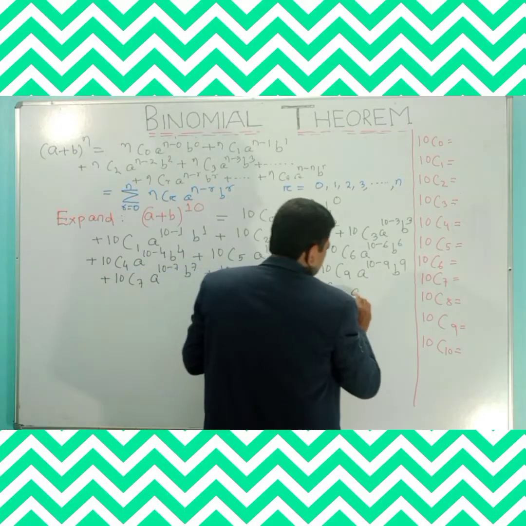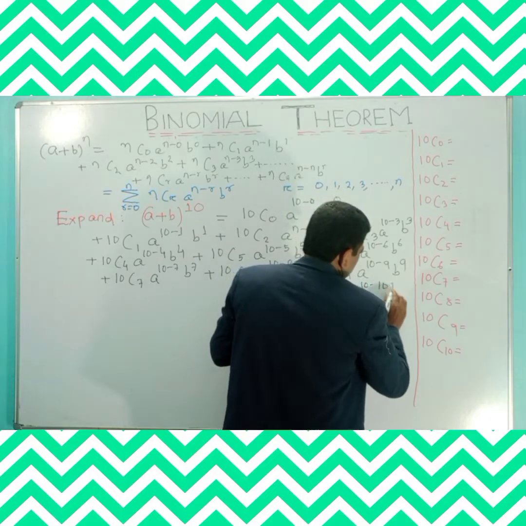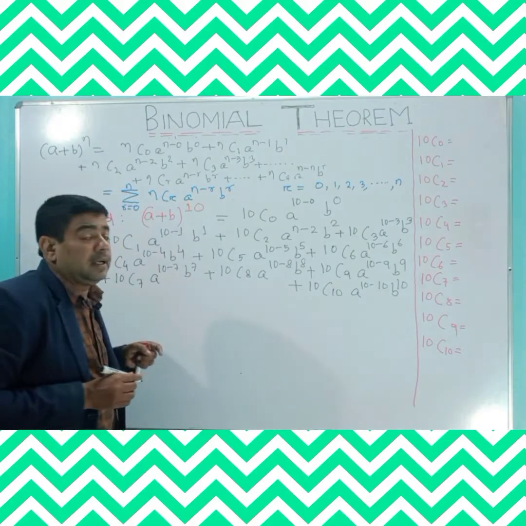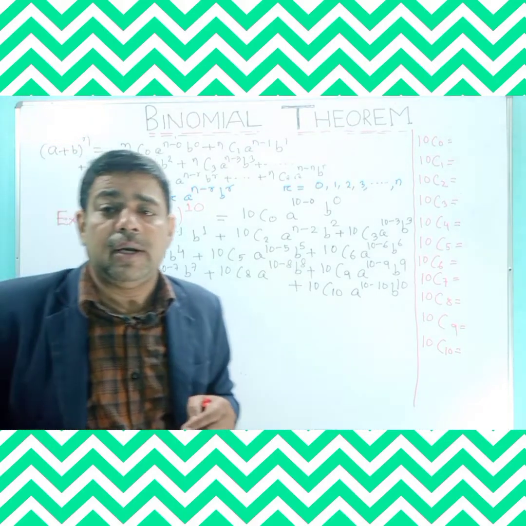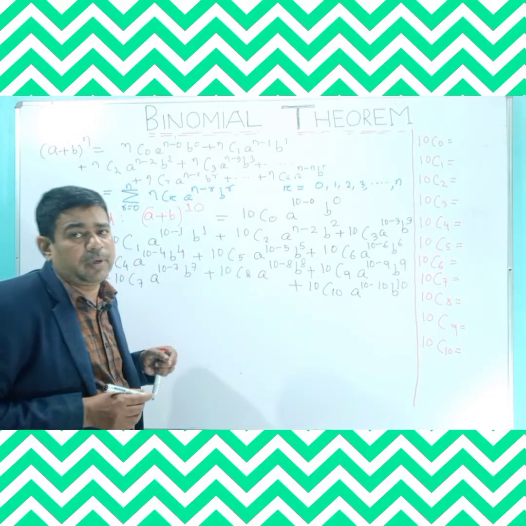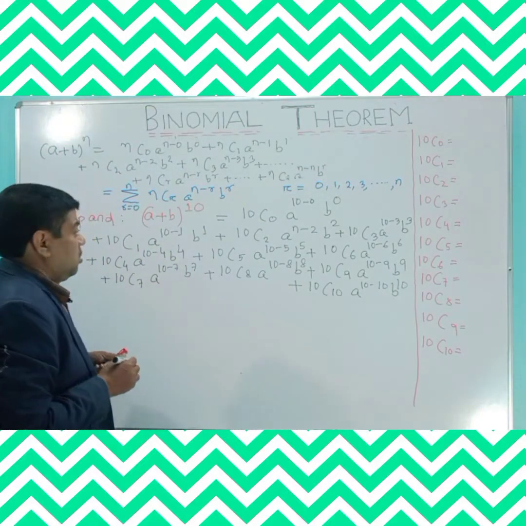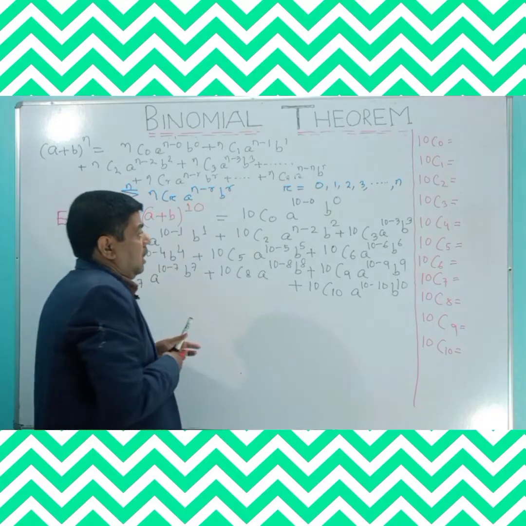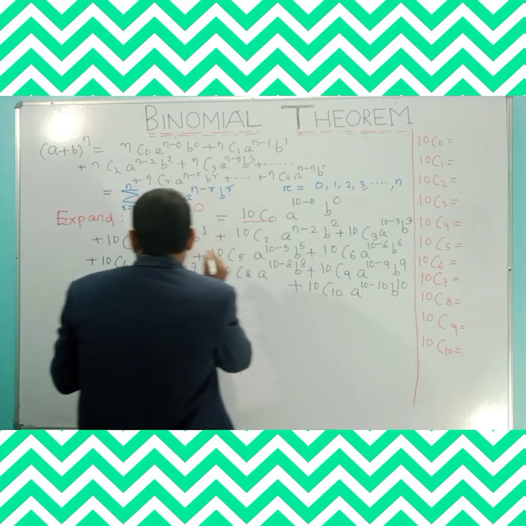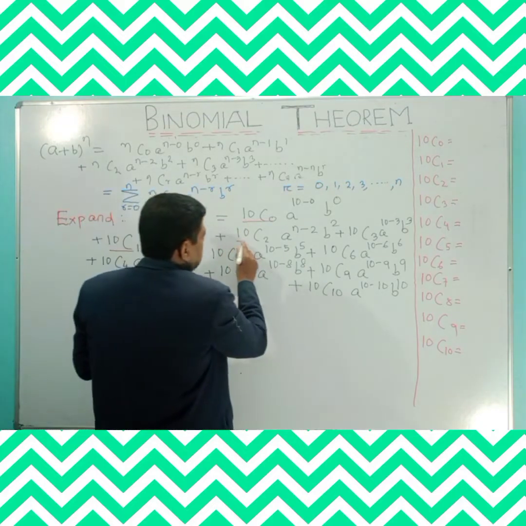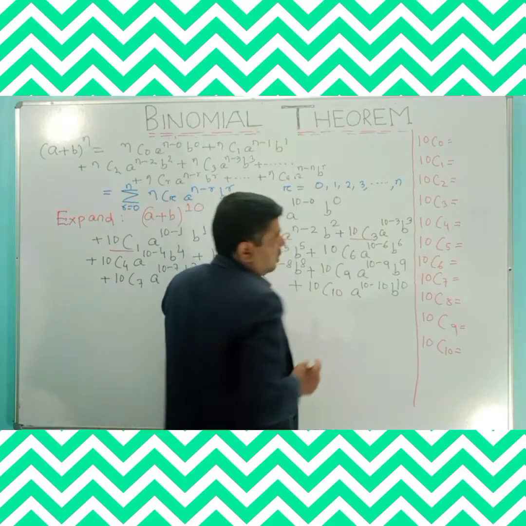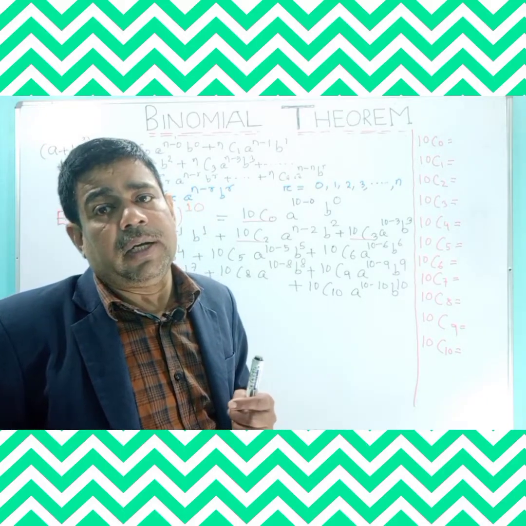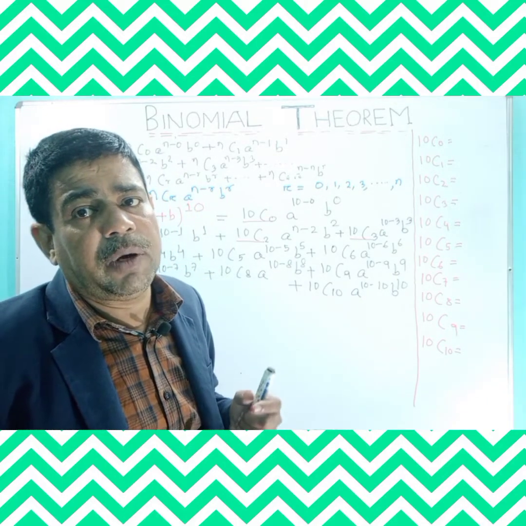10C10 a to the power 10 minus 10 b to the power 10. Okay, it's correct, and this is the desired expression, and we already expanded using this formula of the binomial theorem. Understand? Here I already told you 10C0, here 10C1, here 10C2, here 10C3. These are what? Binomial coefficients.